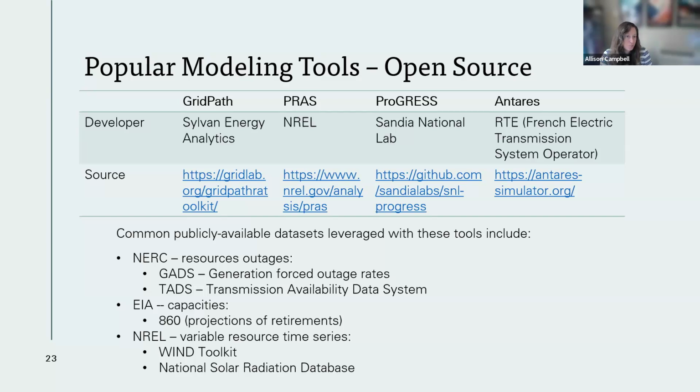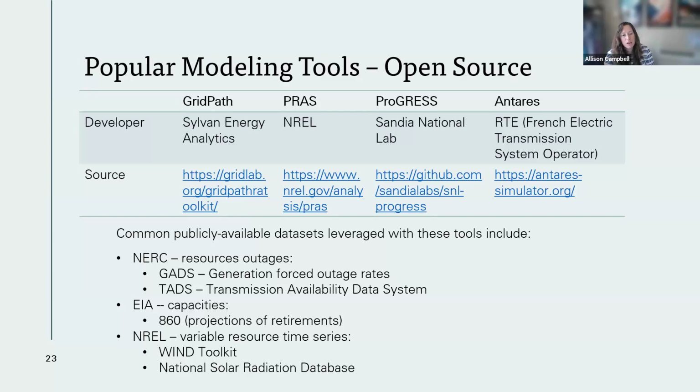Alongside open source modeling tools, if you are relying on an open source model, you probably are also looking for open source data sets. So we thought it'd be helpful to include some insights there. Some commonly available data sets would be that for resource outages from NERC. So you want to know about resource outages for generation, that would be from GADS, and for transmission, that's TADS, the Transmission Availability Data System.